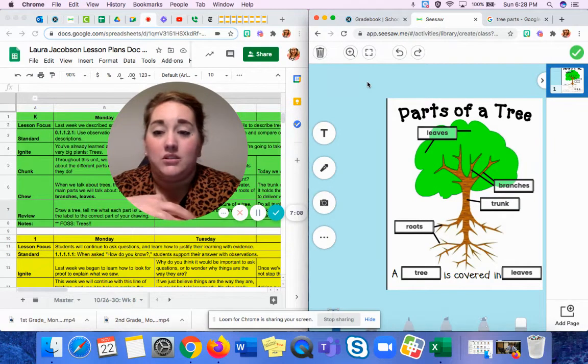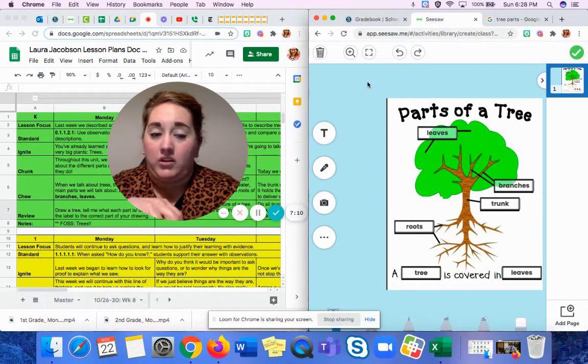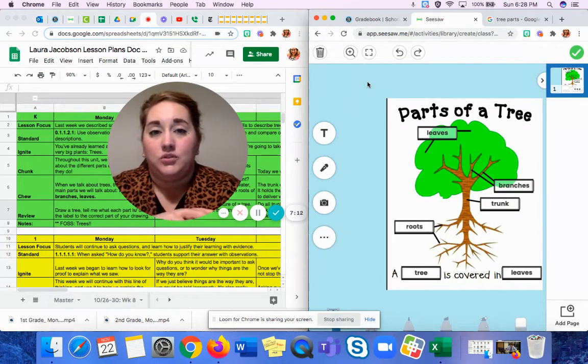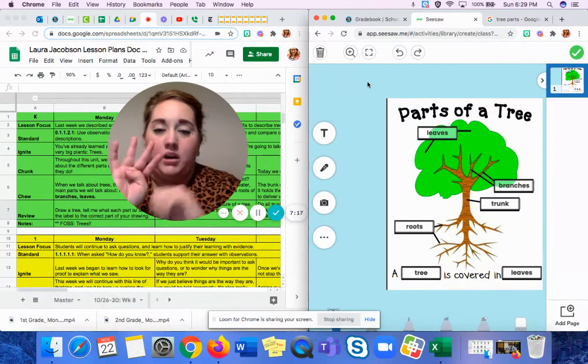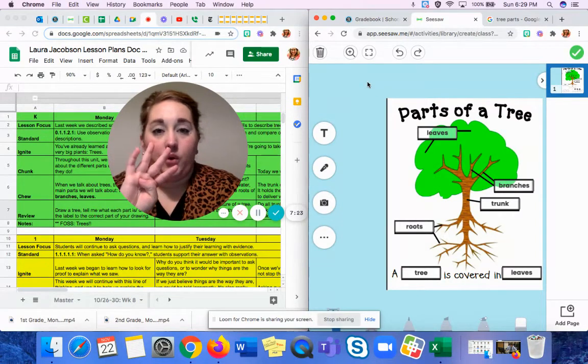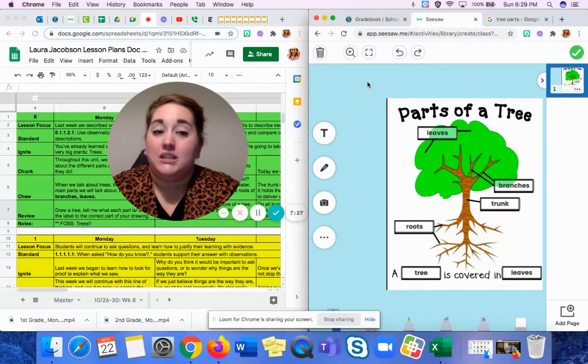Today, your job is to label the tree, showing me you're able to know the names of the four main parts of the tree. Okay? If you have any questions, please let me know, and we will continue learning about those four parts of a tree as our week moves on.